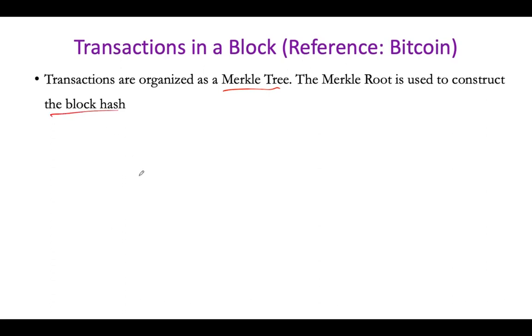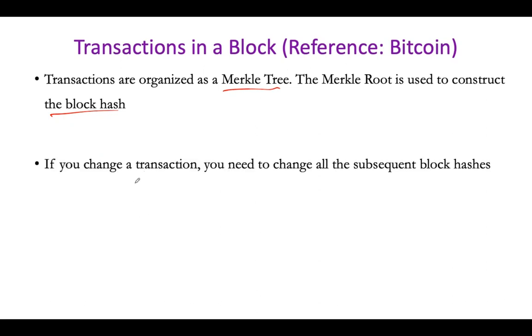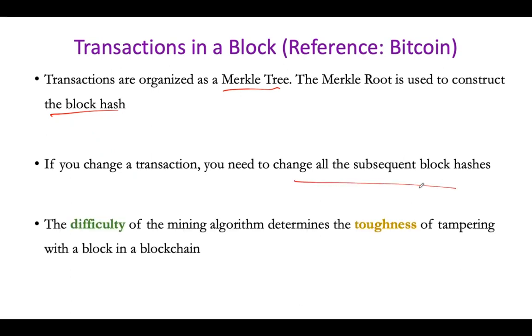So these transactions are the core of your Bitcoin ecosystem, as we said. So transactions, as explained previously in the transaction life cycle, let us see the transactions. If a change happens in a transaction, you need to change all the subsequent block hashes. So to do that, the difficulty is computing the new block, the mining algorithm that determines the toughness of tampering with the blockchain in the block.